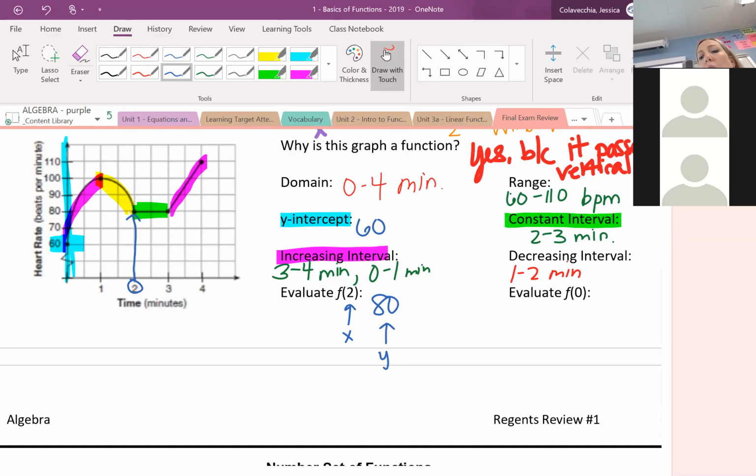Okay, so then what would f of 0 be? Yeah, so 0 is the x. We're going to go up to our graph, so it's 60.